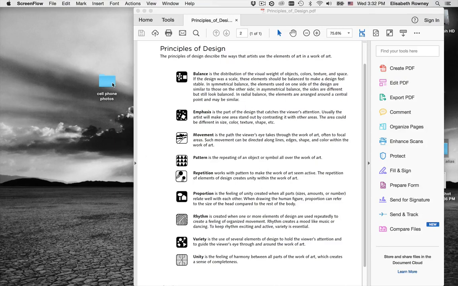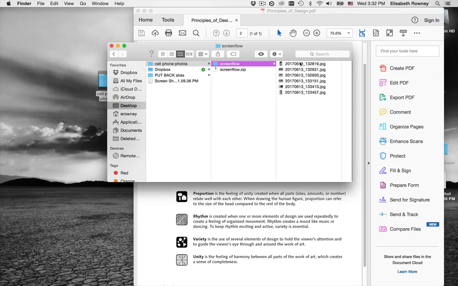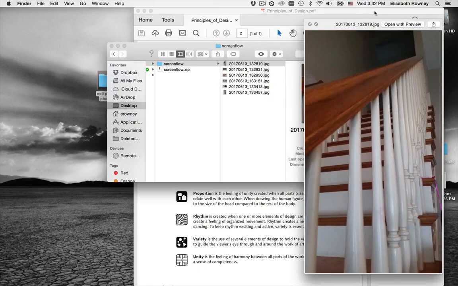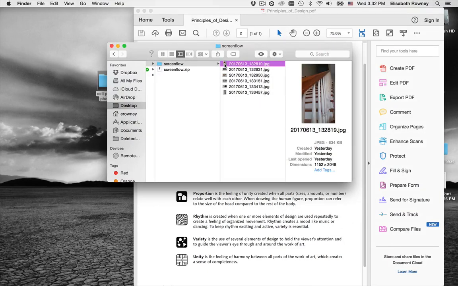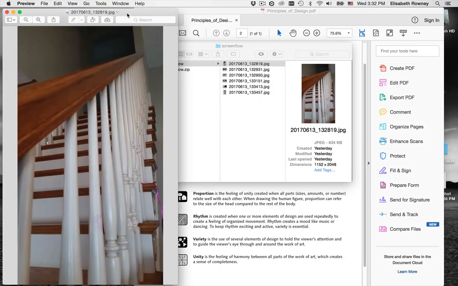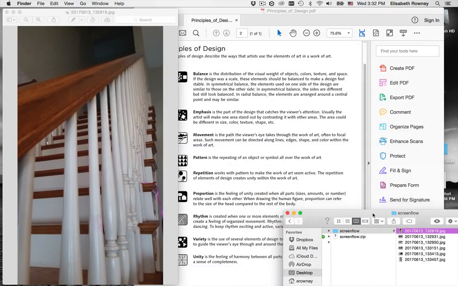So that being said, I took some photos of an inside of a house. Let's take a look. There we go. Let me move this out of the way.